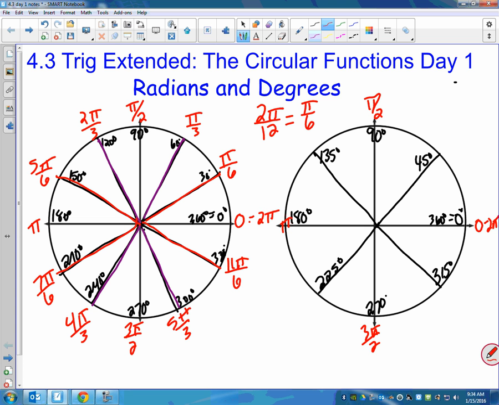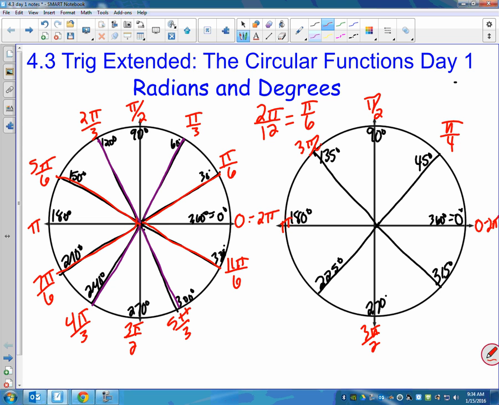Increments of 45 degrees are just like over here. We can think about this. What is half of pi halves? Pi fourths. So counting by 45 degrees is just counting by fourths. And just like I did over there, you can reduce it, right? 2 pi fourths is the same as pi halves. So this would be 3 pi fourths.